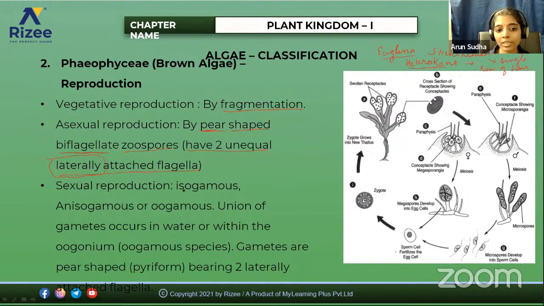And the sexual reproduction is isogamous, anisogamous, or oogamous. The union of gametes occurs in water or within the oogonium, that is in oogamous species, and gametes are pear-shaped, that is pyriform, bearing two laterally attached flagella. So in brown algae, vegetative reproduction is by fragmentation, asexual reproduction by pear-shaped biflagellate zoospores, and sexual reproduction is either isogamous, anisogamous, or oogamous.